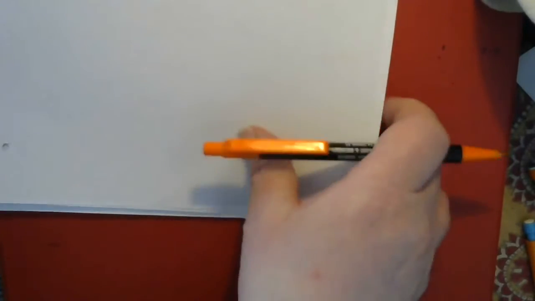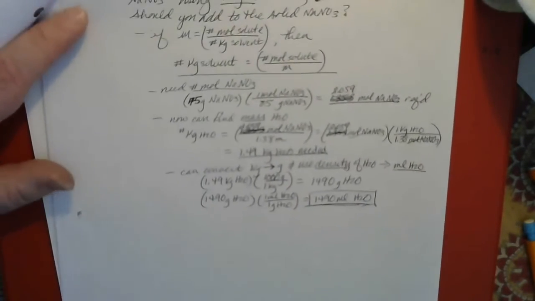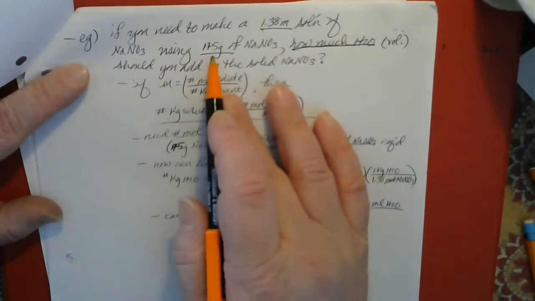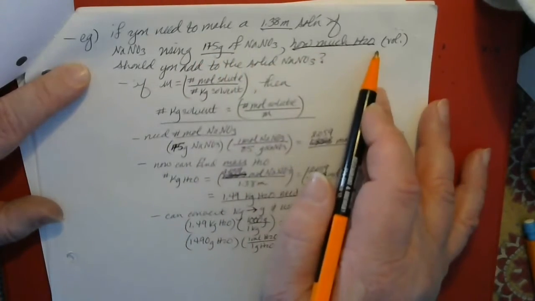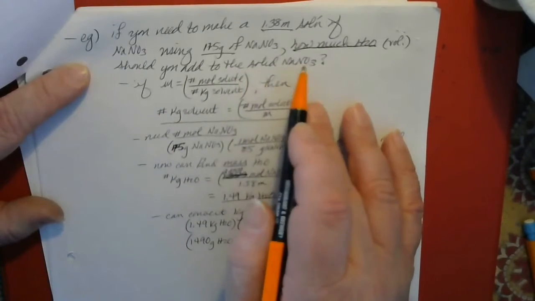All right, one more. If you need to make a 1.38 molal solution of sodium nitrate while using 175 grams of sodium nitrate, how much water, in terms of volume, should you add to the solid sodium nitrate?